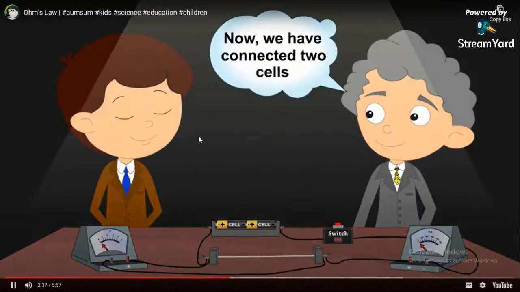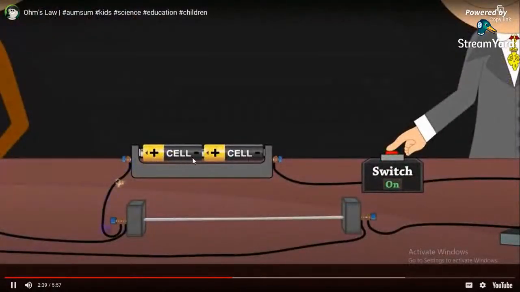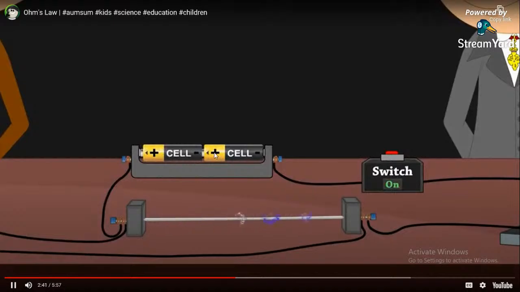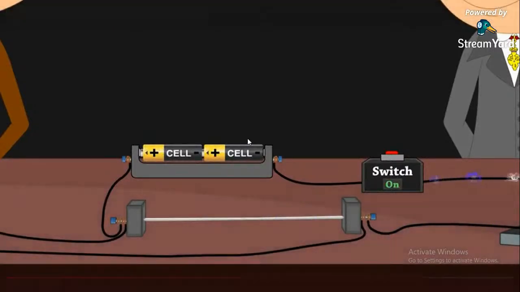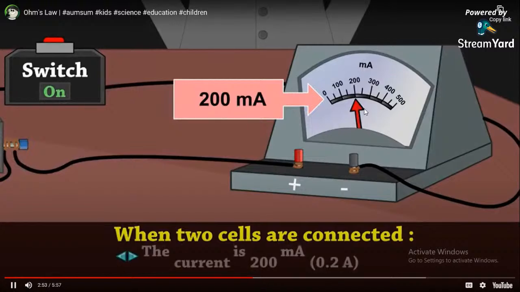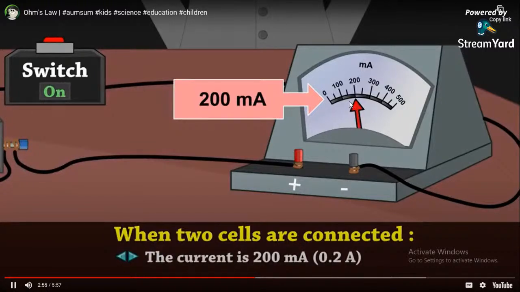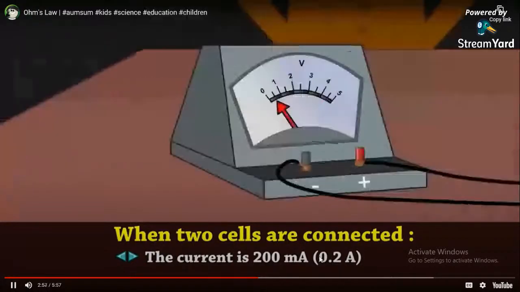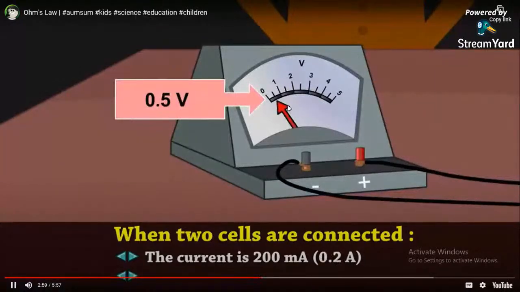Okay. Now, kung mapapansin niyo sa experiment niya, nagdagdag siya ng isa pang battery. And then, in-on niya ulit yung switch. And then, of course, gumalaw yung kuryente or yung current. Kung mapapansin niyo, if dalawa na yung battery or cell na connected, mas tumaas na yung amperes niya. Naging 0.2 and yung voltage naging 0.5.